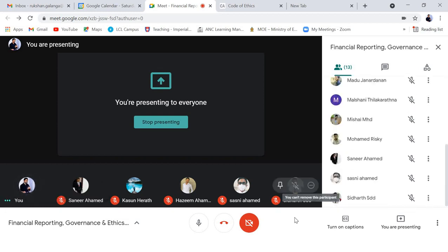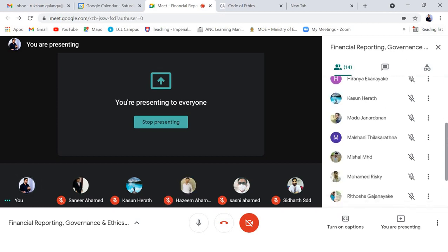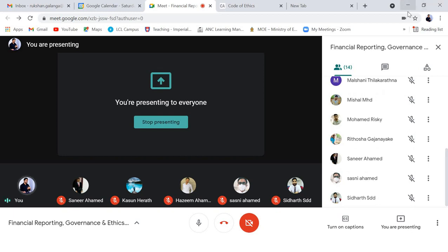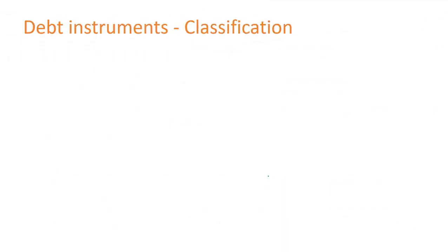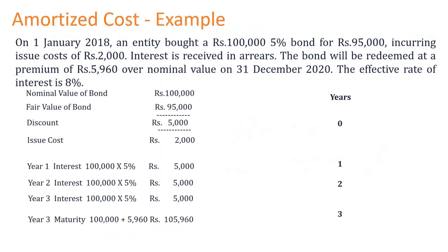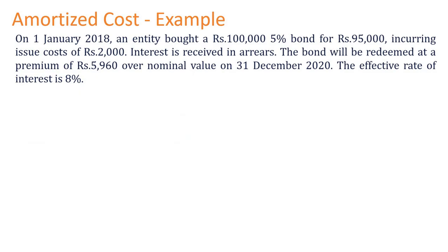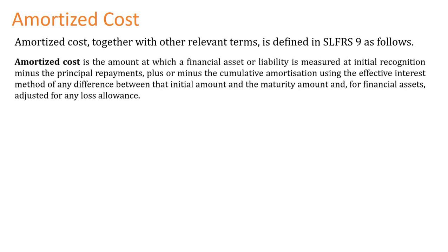Right. Okay, so we'll move to the other part, right? Okay, now we have basically done this classification, how we should do the initial measurement and how we should do the subsequent measurement. Now we are talking about this amortized cost, right?